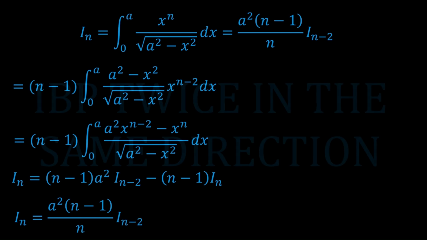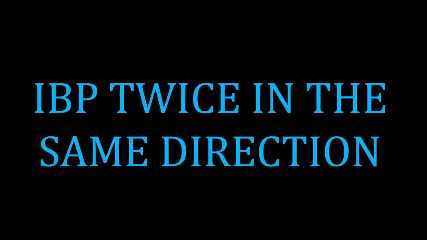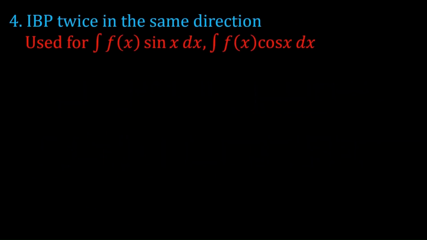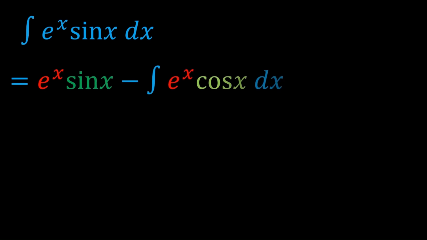Integration by parts twice in the same direction. Quite a rare one. This is useful when you're integrating f of x times sine x or f of x times cos x, where f of x is not a trig function. e to the x sine x is a classic example. We start off by integrating e to the x and differentiating sine x by doing integration by parts.